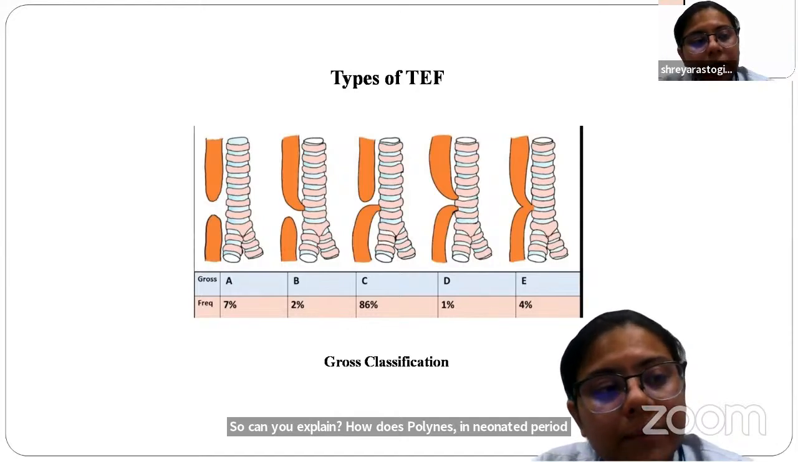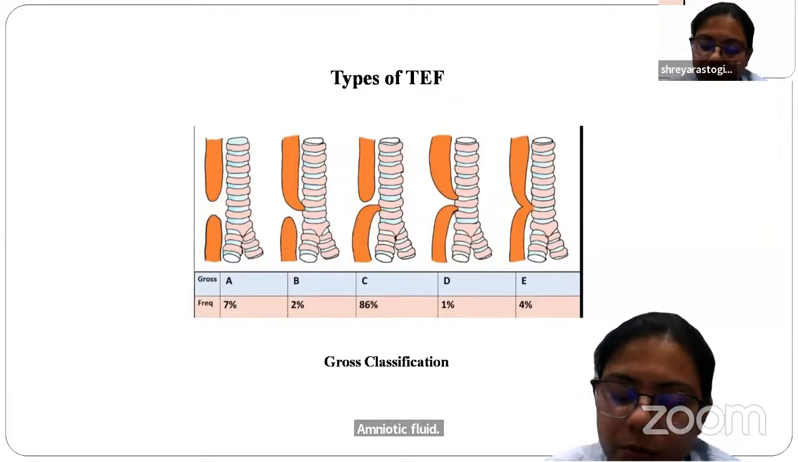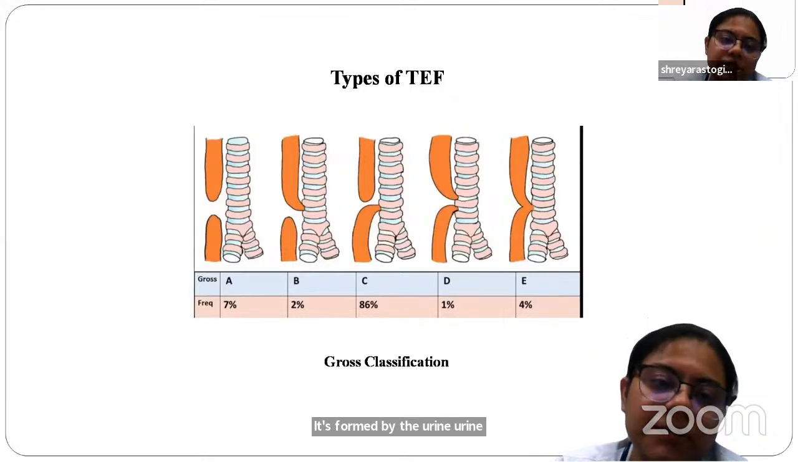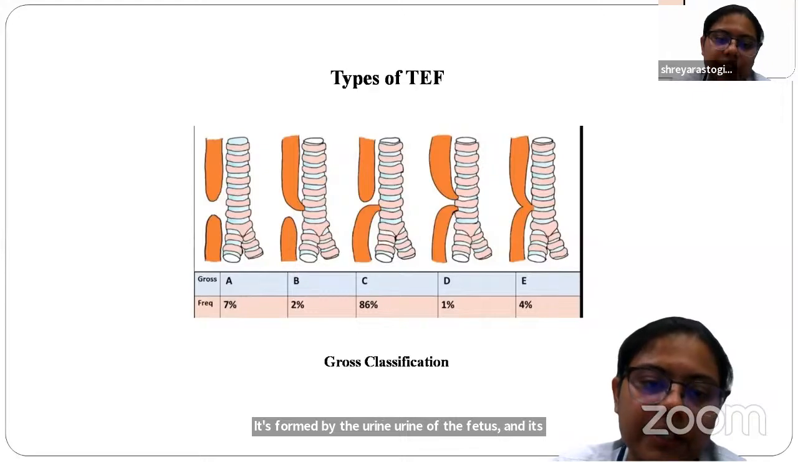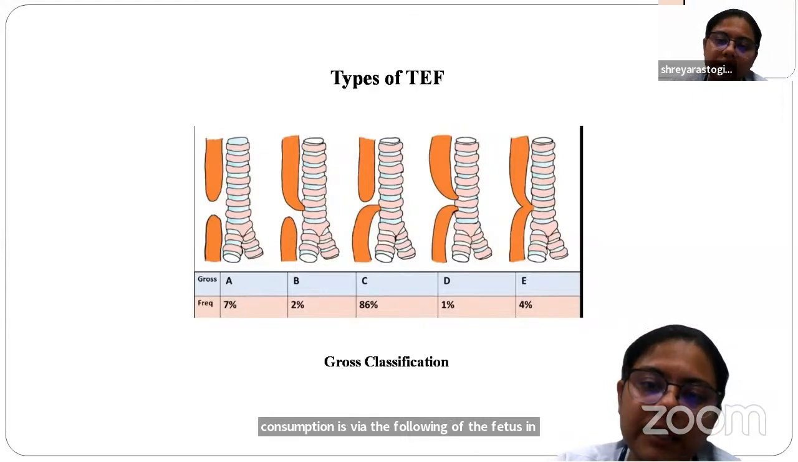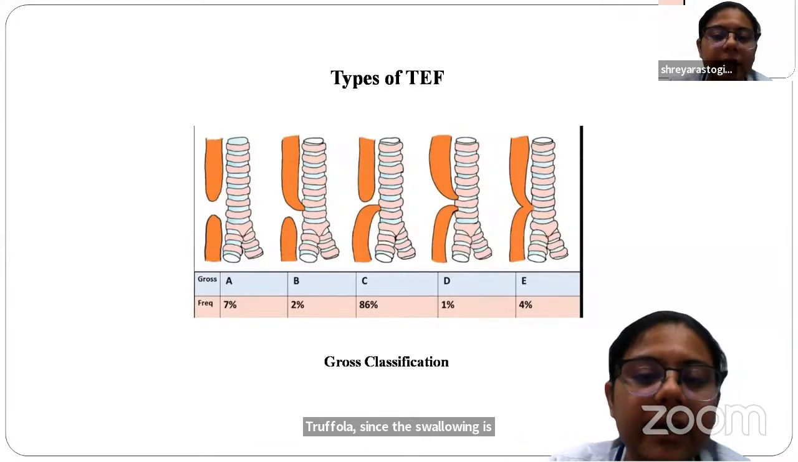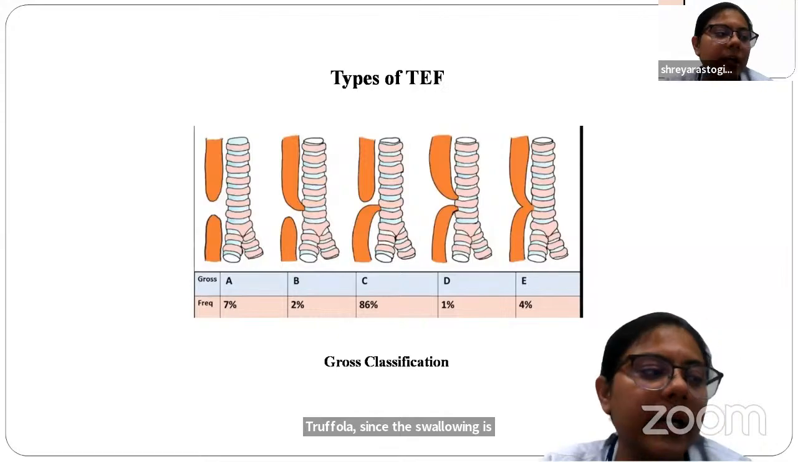Sir, amniotic fluid, it's formed by the urine of the fetus, and its consumption is via the swallowing of the fetus. In tracheoesophageal fistula, since the swallowing is hampered, the fetus keeps on passing the urine, which leads to increase in the amount of liquor, ultimately leading to polyhydramnios.